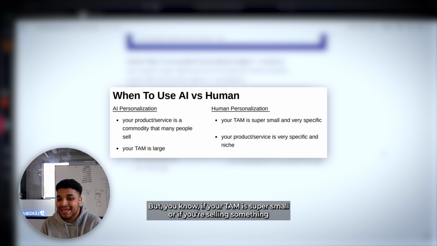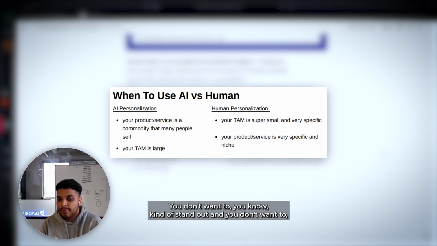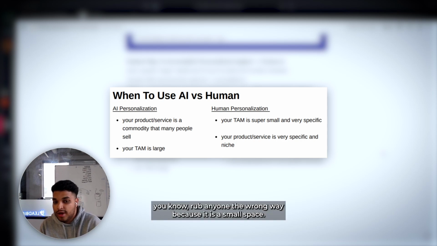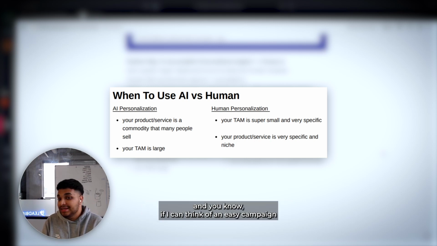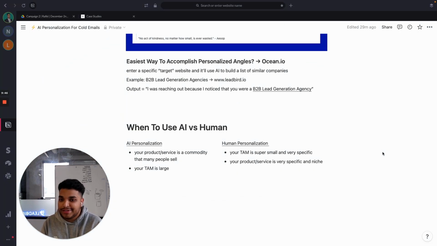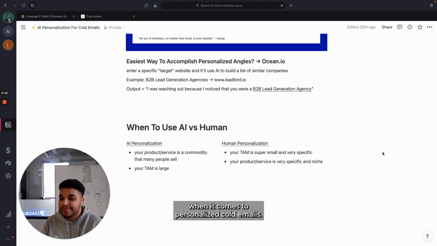But if your TAM is super small or if you're selling something very specific and niche, I would just use a human, right? You don't want to stand out, and you don't want to rub anyone the wrong way because it is a small space. And so that's how I go about it when it comes to using AI versus humans. And if I could think of an easy campaign that could take a personalized angle, I'm probably going to go with that first. And so that's my complete breakdown of when and when not to use AI when it comes to personalized cold emails.